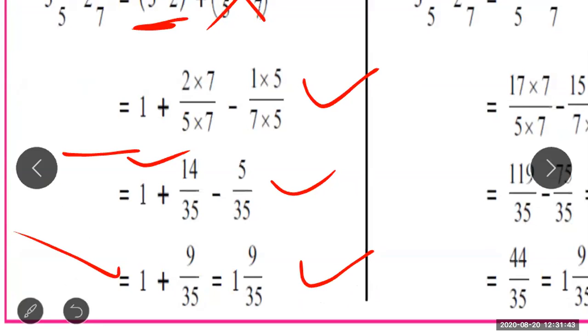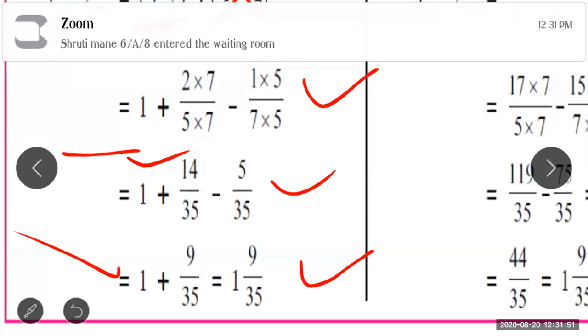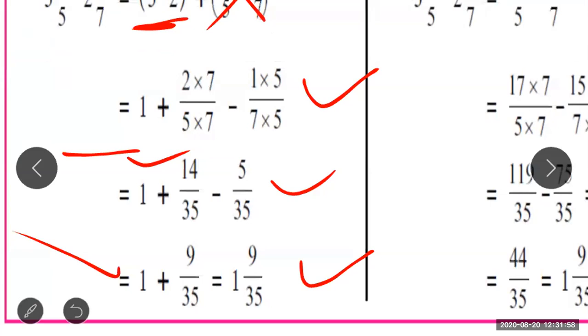I hope you people have understood. There is nothing different here, only the sign changes because it is a subtraction sum. The steps are the same. Once again, I will repeat the same thing so that you get a clear idea how to solve the subtraction sum. The methods are the same; only instead of addition, you have to write subtraction.